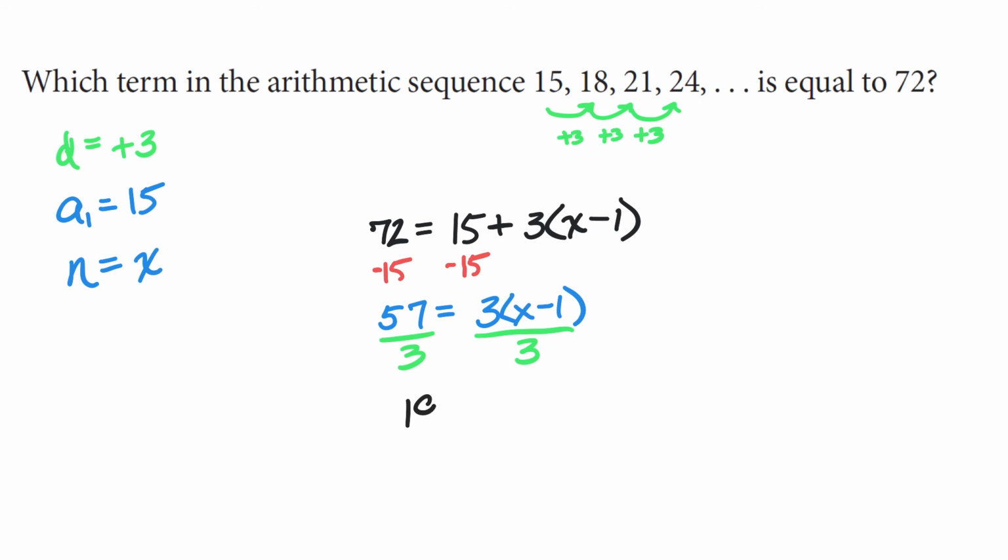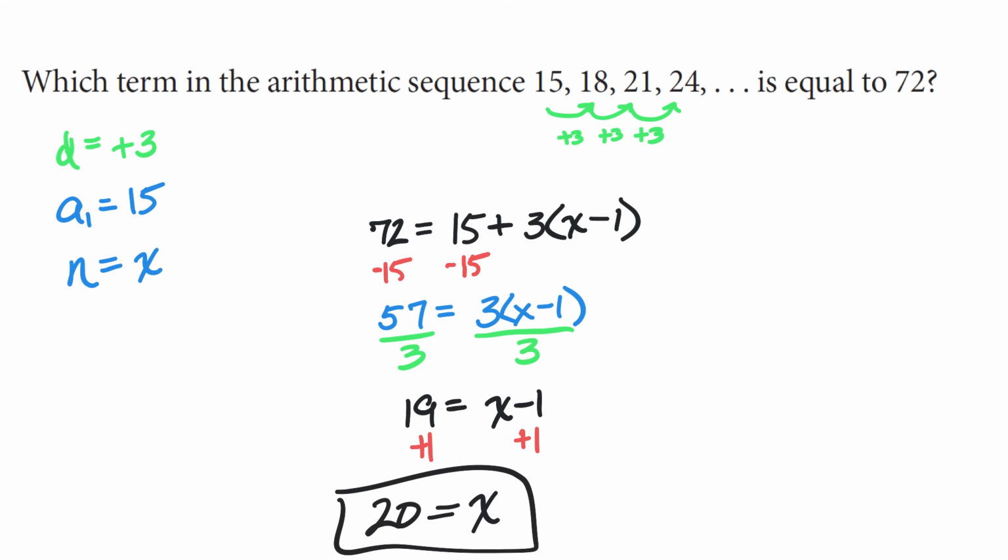When I do that, I get 19 equals x minus 1. I would add 1 to both sides. 19 plus 1, of course, is 20. So if I go back and answer the question that was asked, it says which term in the arithmetic sequence is equal to 72? The term in the arithmetic sequence would be the 20th term.